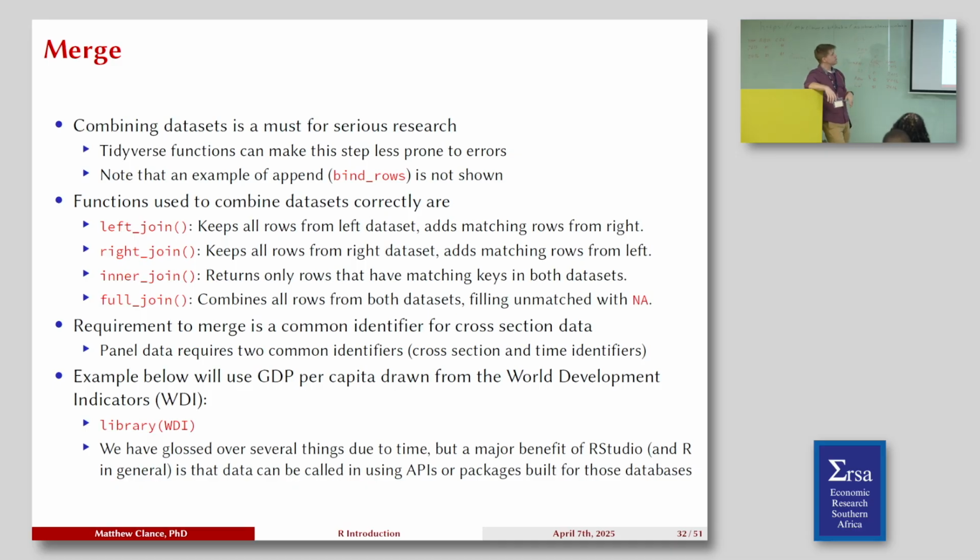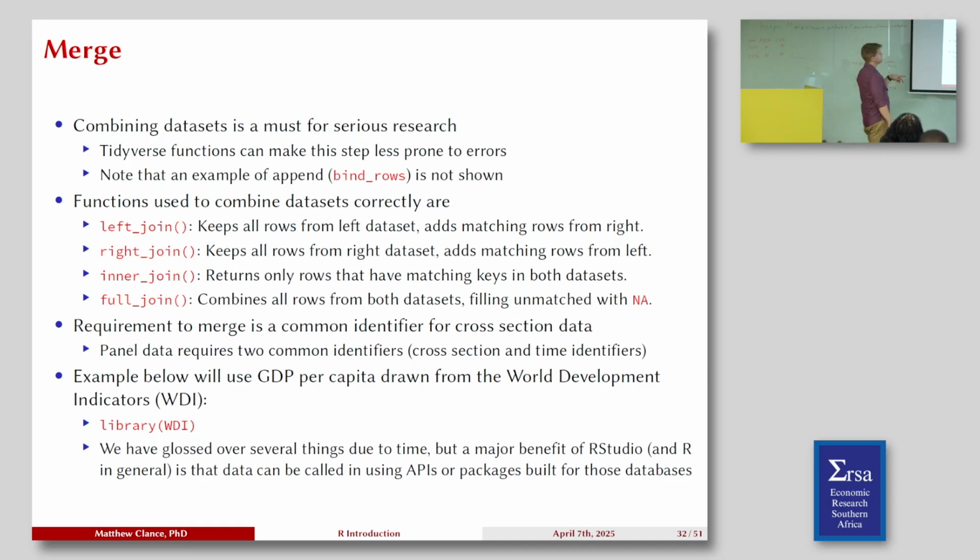You could do the same thing for the right. Typically, it works in the same way. It's just that you're throwing out the things from the left. And then an inner join basically returns only rows that have matching keys for both data sets. That means if there's a match on the left, but it's not in the right, still throw it out because we only want to keep everything that matches perfectly.